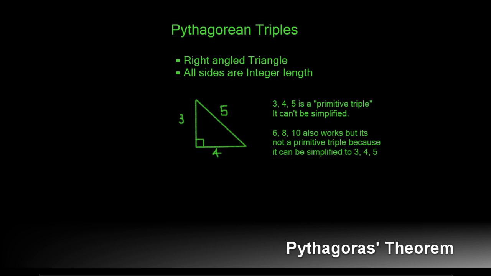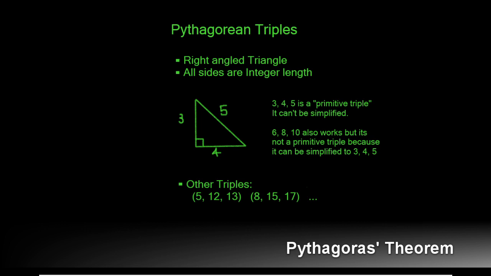The next one is 5, 12 and 13, and the list continues. There are infinitely many. And so one thing you have to realize is that if you work out that a triangle has its sides in the ratio 3, 4, 5, or 5, 12, 13, or any other Pythagorean triple, then you can deduce that that triangle has a right angle opposite the side with the greatest length.